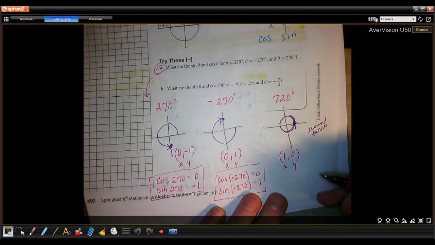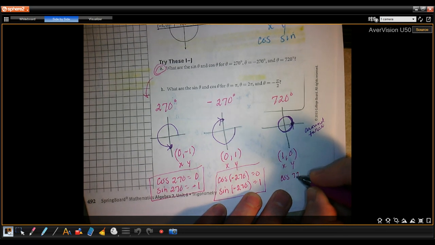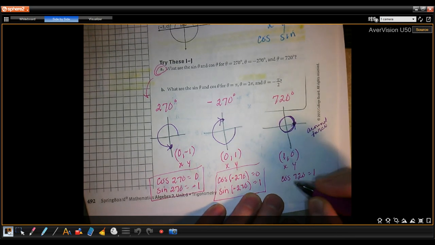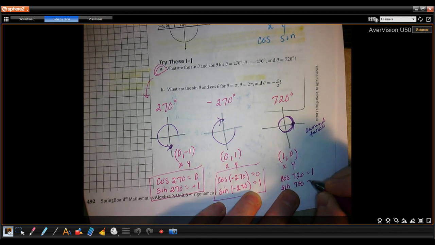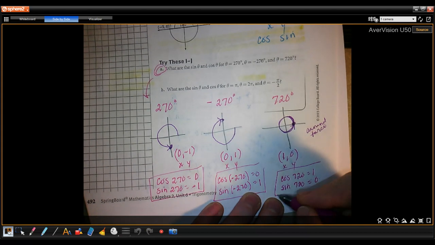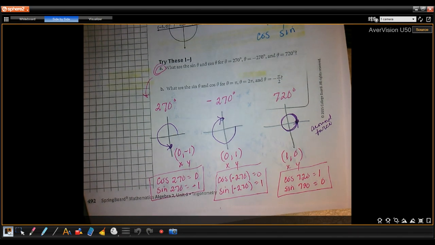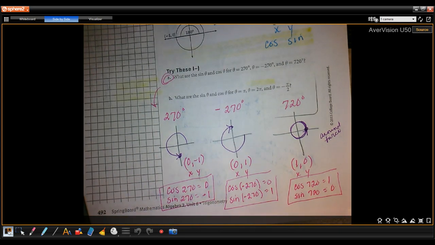Last one, cosine of 720 is 1. Sine of 720 is 0. And I will tell you, when you get to pre-cal, you will have to have this memorized. So these points right here, sine and cosine, this is just the foundation. You'll have to have this kind of stuff memorized. So the better you understand it now, the way easier it will be in the fall.